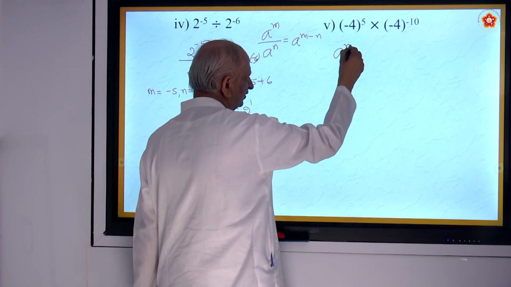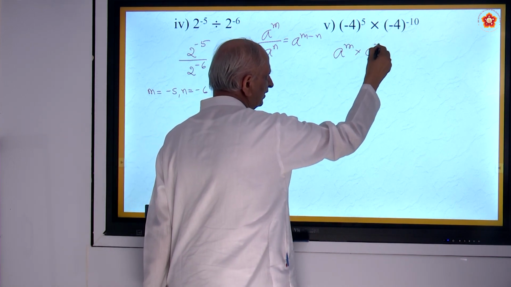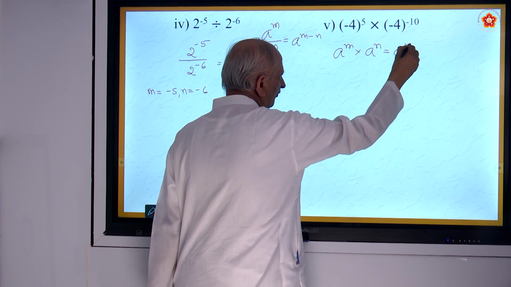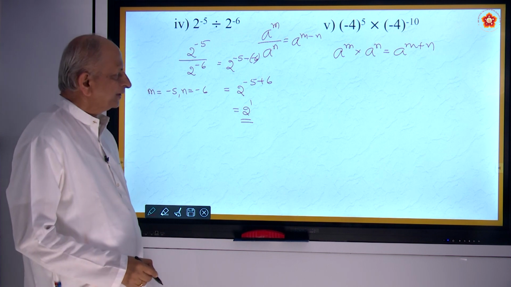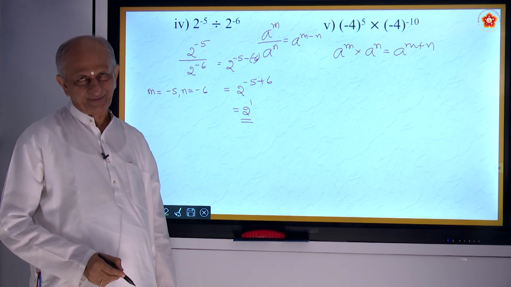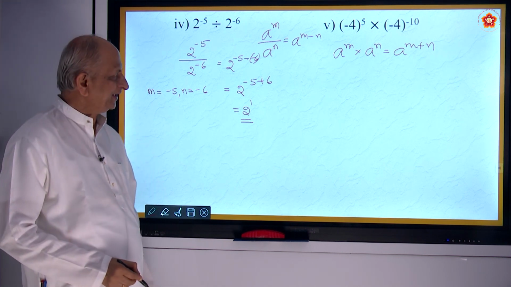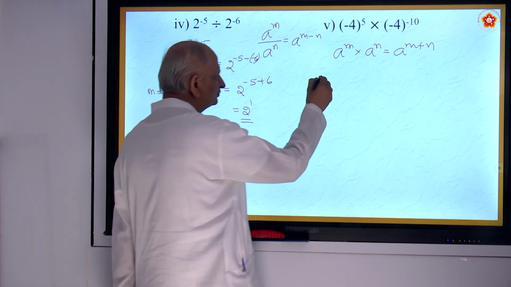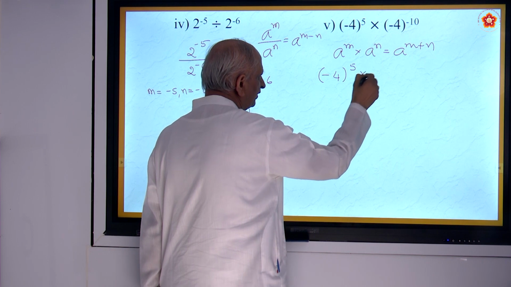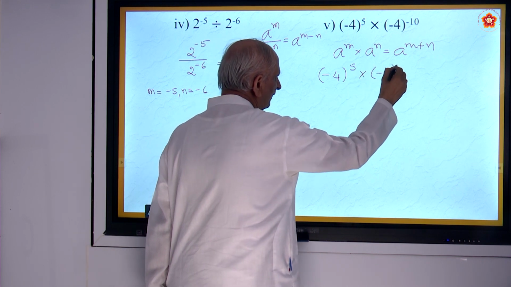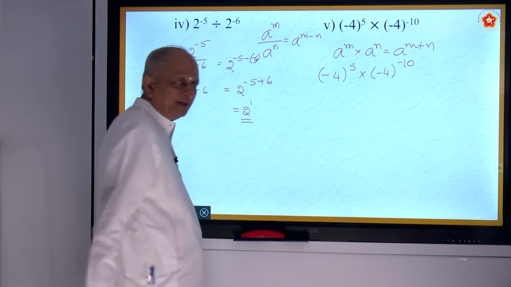This formula is a to the power of m into a to the power of n is equal to a to the power of m plus n. You have to add the powers. What is the base there? Base is minus 4. So minus 4 to the power of 5 into minus 4 to the power of minus 10. Are you taking down?